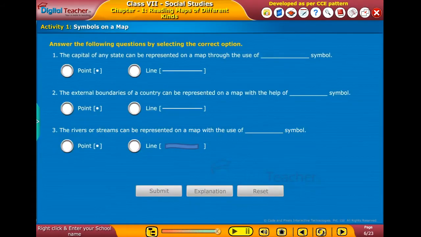Now, let us do a simple activity with respect to symbols on a map. Answer the following questions by selecting the correct option.